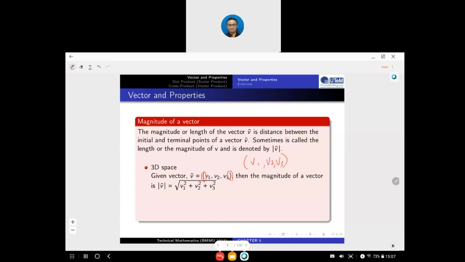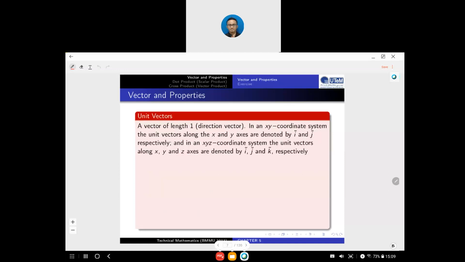But when we talk about a vector, you get the magnitude by the square root of each item in the vector: V1 squared plus V2 squared plus V3 squared. It is the same for 2D space: the magnitude equals the square root of V1 squared plus V2 squared. This is the magnitude of a vector.